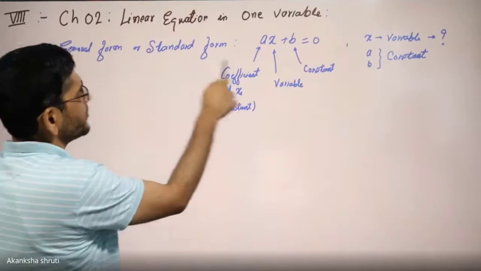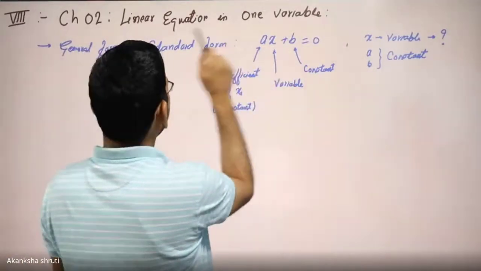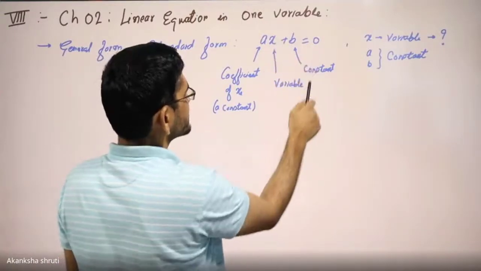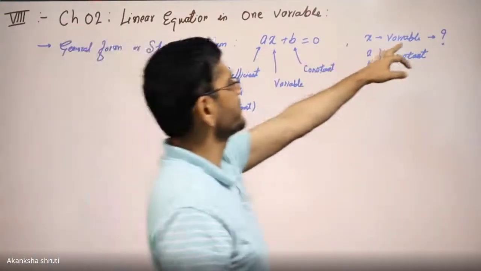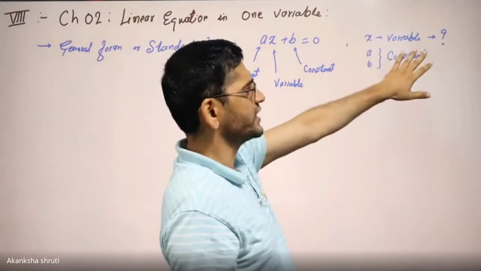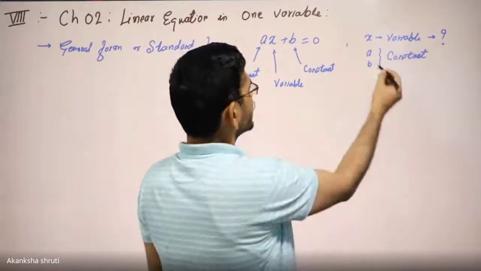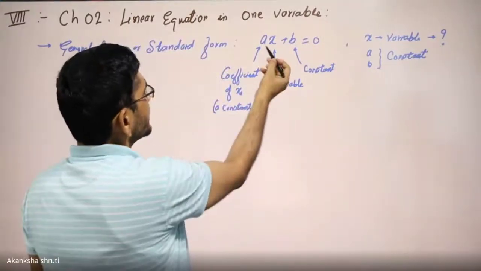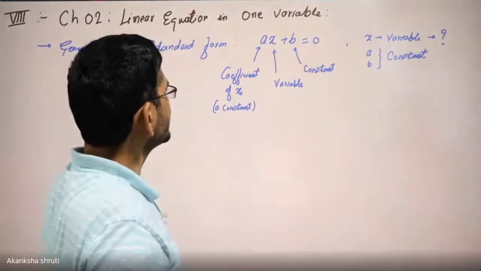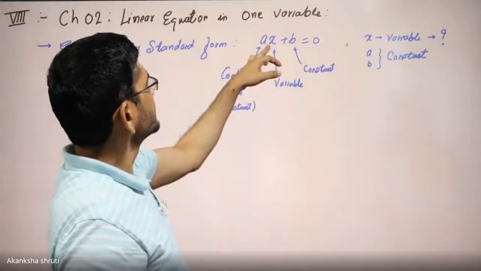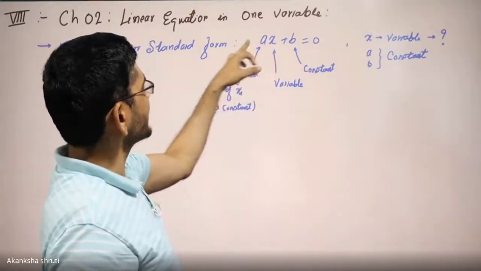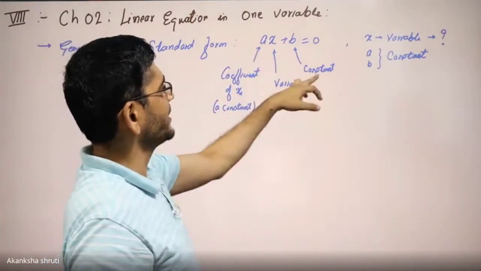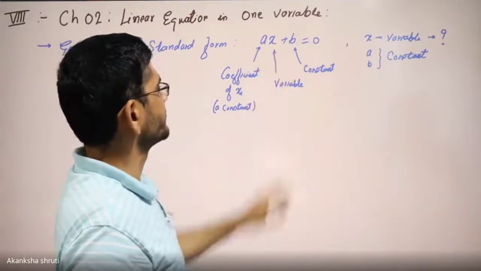Therefore, the general form of a linear equation in one variable is ax plus b equals 0. Here x is denoting the variable, and a and b are constant quantities which may take values like 2 or 3 or 5 or -2, 1/2. In this linear equation in one variable, the number in multiple of x is called the coefficient of x. x itself is the variable and b is a constant. So this is the general form.